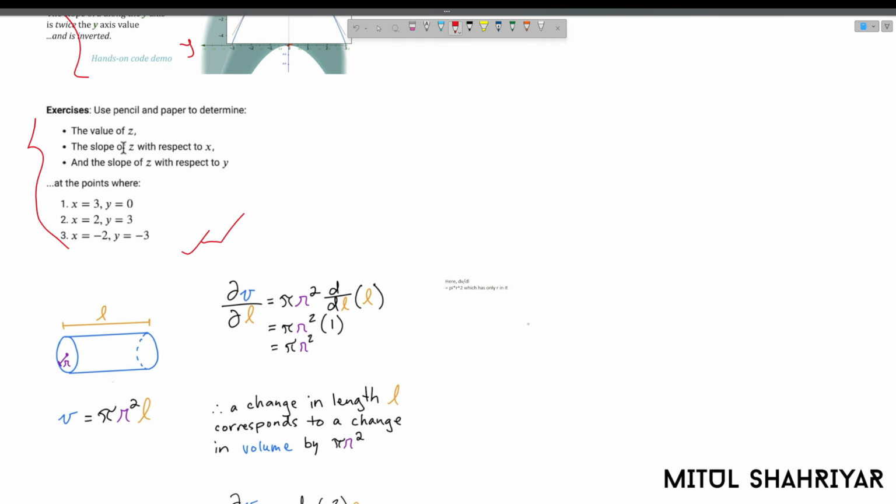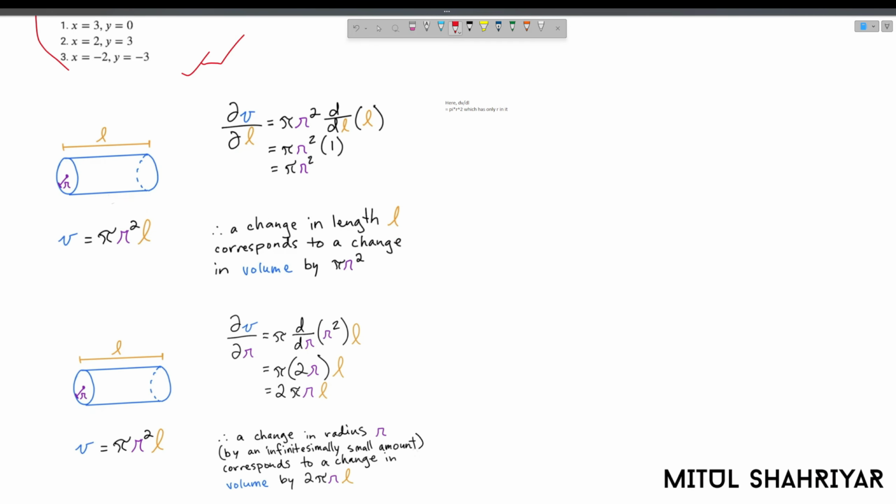Now let's look at this problem, which is a cylinder which has a length of L, right? And this is what we have. We have a radius of R, no problem with that. So the volume is pi r square L. Okay, so this is no problem. So we know the volume of a cylinder is pi r square L.